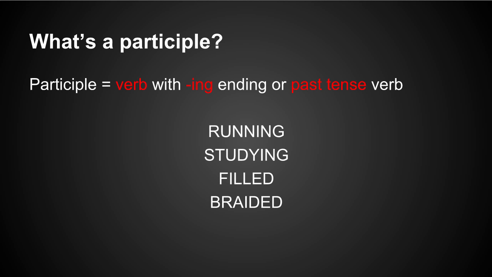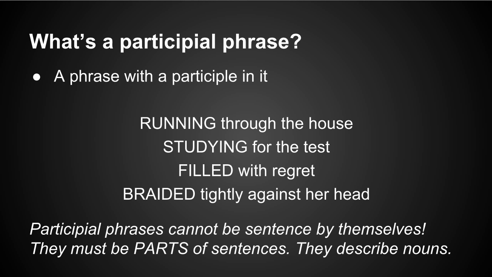So then what is a participial phrase? Well, it's just simply a phrase with a participle in it. So you'll see our example participles right there, and their attached phrases. Running through the house, studying for the test, filled with regret, braided tightly against her head. Now you'll notice that participial phrases cannot be sentences by themselves. They've got to be parts of sentences because they describe nouns.